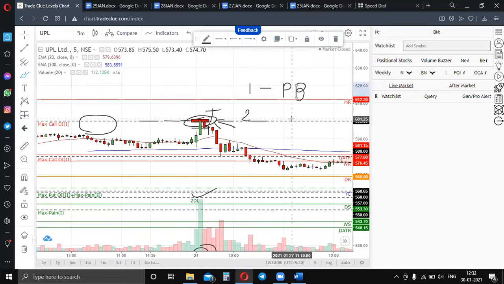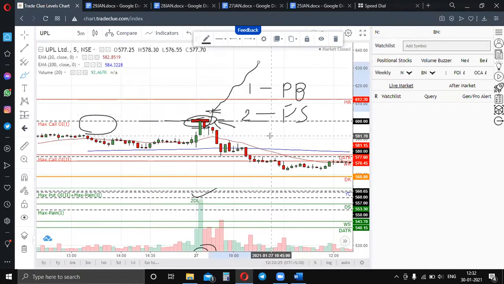If I'm a profit booking guy, it's fine. But if I am a fresh seller, what will happen with my position? As soon as I see any other huge candle moving above my zone, what will happen with that second guy? He'll start unwinding his position, right? Now that short squeeze will start moving the stock further higher. Are you getting the point?